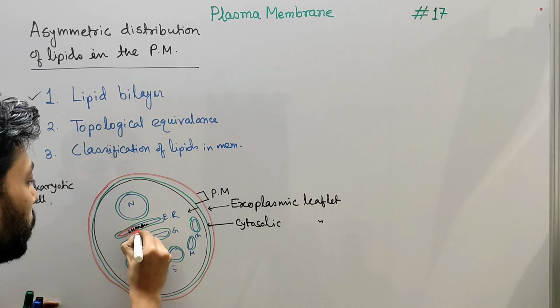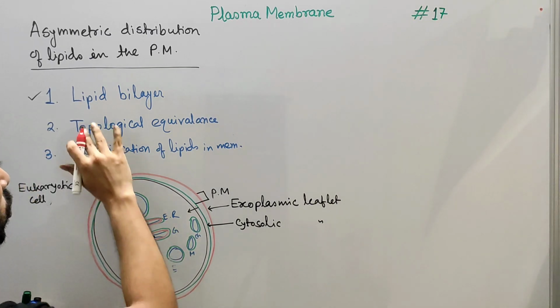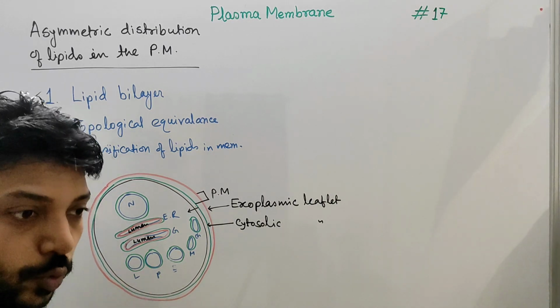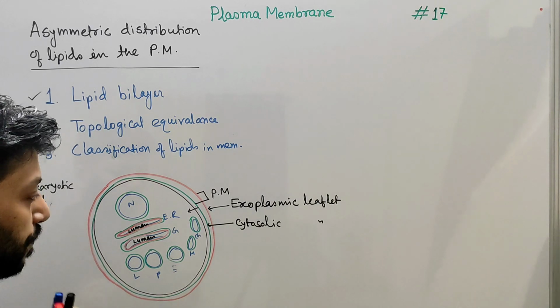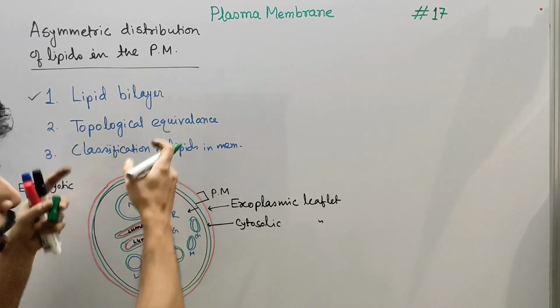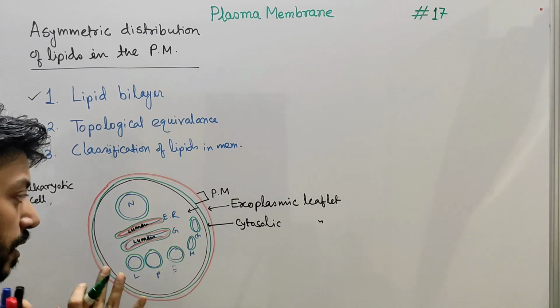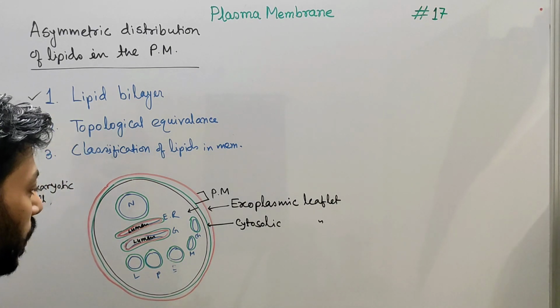So in the case of intracellular organelles, the inner layer will face the lumen of these organelles. This is called topological equivalence. Topology means positional, equivalence means equality or same. I have made a separate video, so I am not talking in detail, but you can watch that video if you want to know more about topological equivalence.